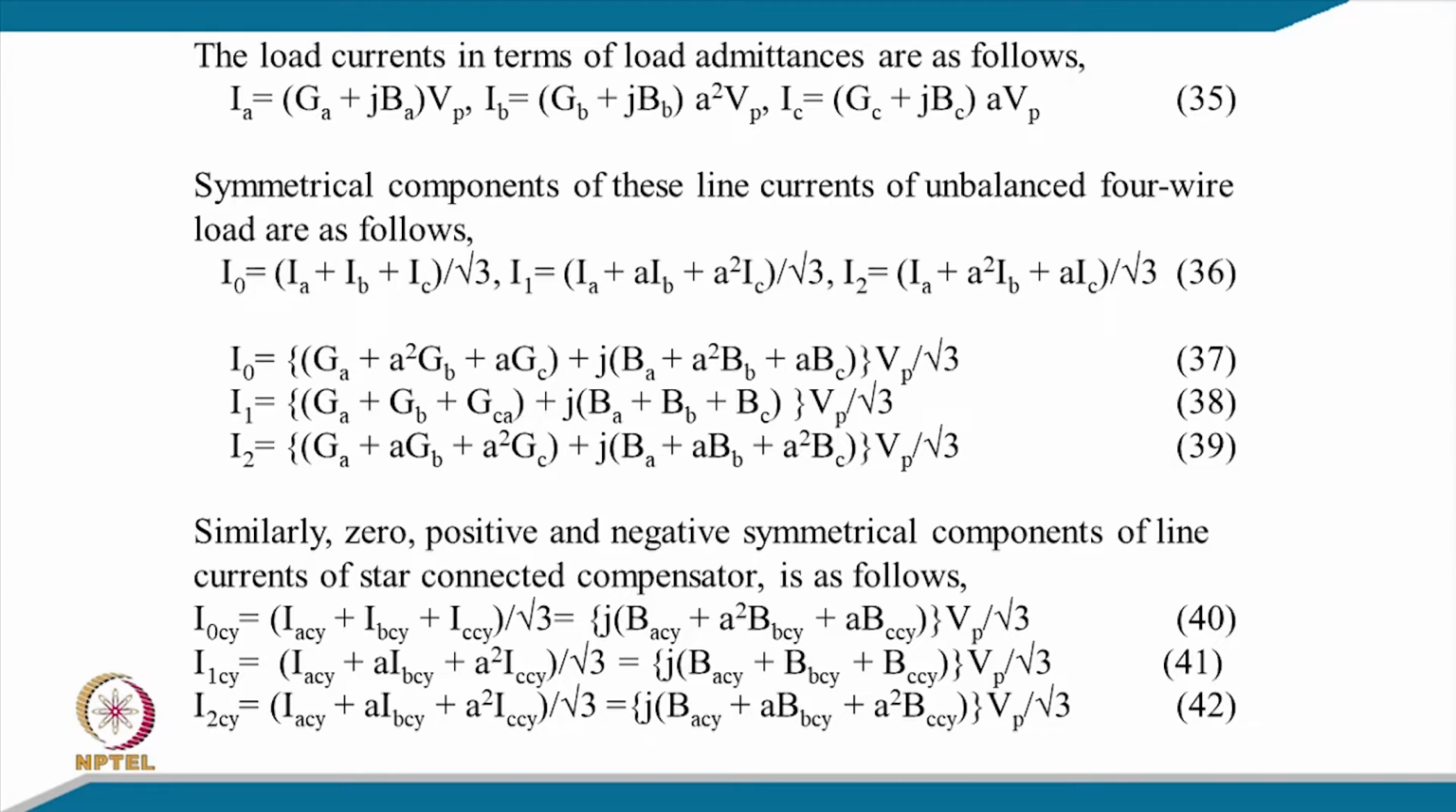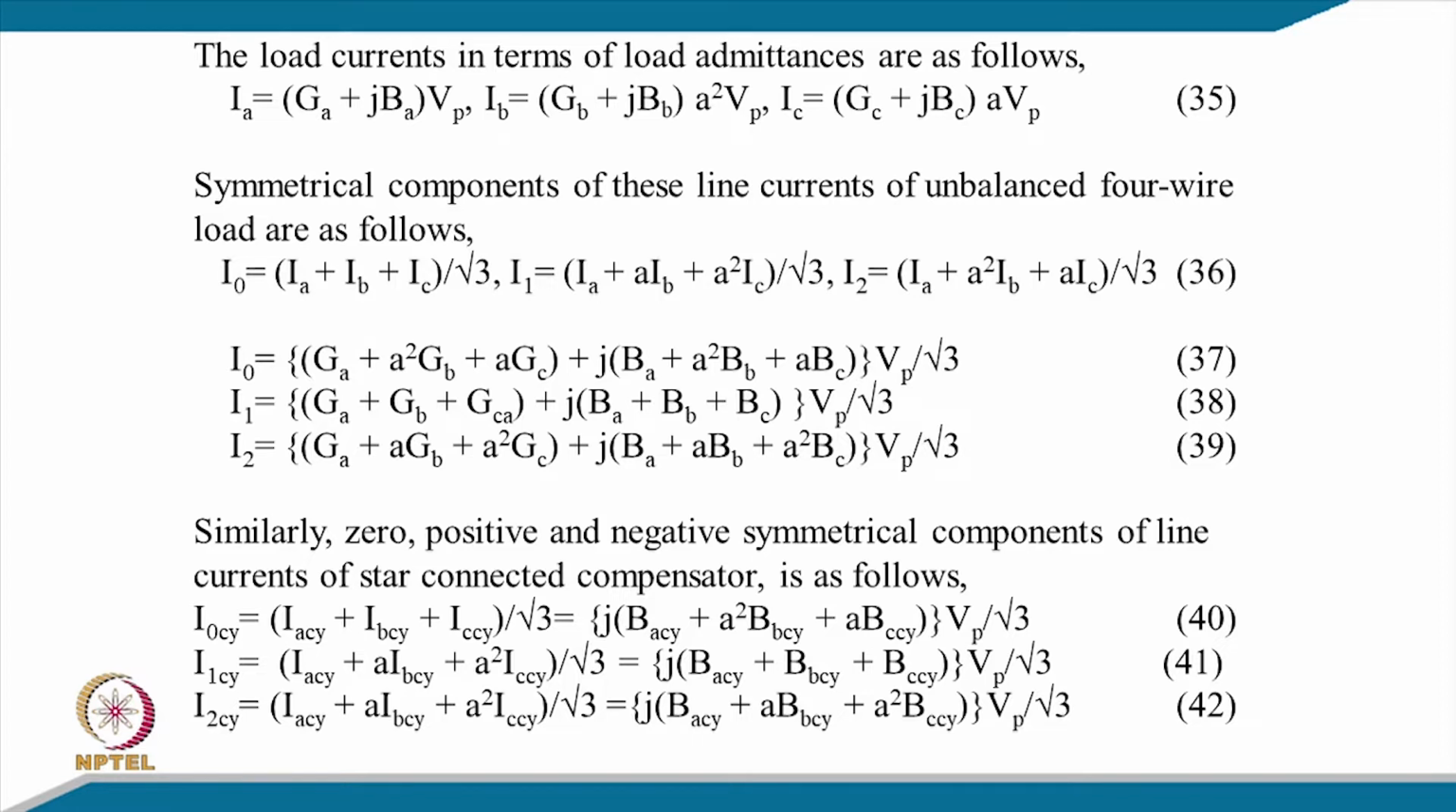And I2 can be written as (GA plus a squared GB plus a GC) plus j (BA plus a squared BB plus a BC) and Vp by root 3. So, these are the three symmetrical components of the load current: zero sequence, positive sequence and negative sequence. Similarly, the zero, positive and negative sequence symmetrical components of the line current of the star connected compensator are as follows.